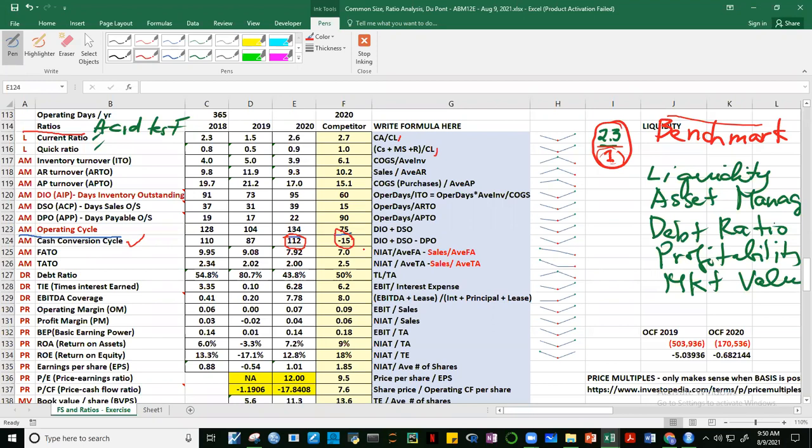Ibig sabihin, siguro si competitor natin was able to establish already good credit terms with their suppliers. Kaya it takes them 3 months, no, to pay their payables. Di ba? Tayo 22 days lang. So pregnant to guys with so many stories, no? Ano kaya nangyayari dito?